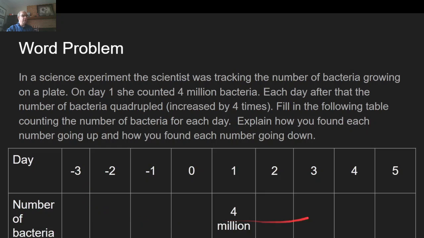So write out this table. On day 1, it was 4 million bacteria. Each day after that, it increased by 4 times. So it multiplied by 4. Okay, so pause the video, answer the questions, fill in this table that you created. And then if you can, fill it in this way.